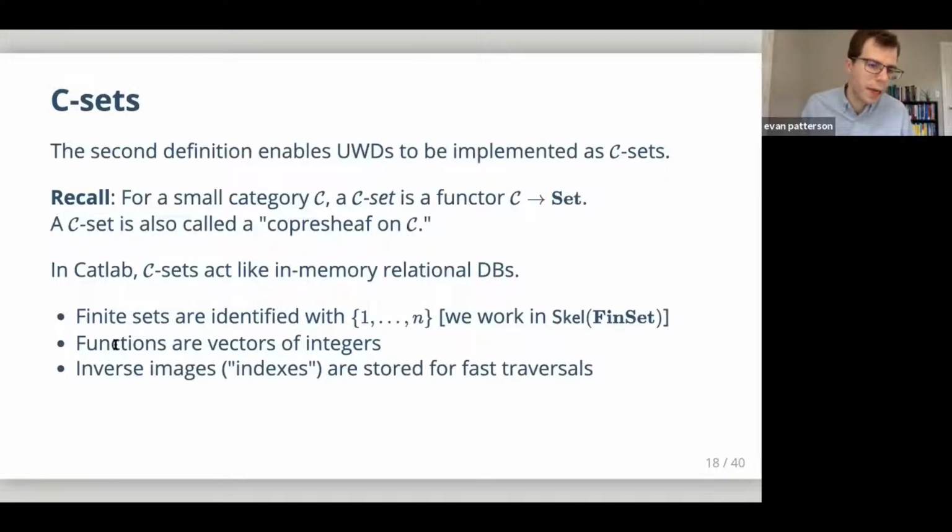And in that case, functions can be stored very simply too, as just arrays of integers. And in order to enable fast traversals, like if you wanted to walk an undirected wiring diagram by following its boxes and junctions, in order to do that efficiently, you need to know what ports belong to a box or what ports are incident to a junction. And so for that, we store inverse images or pre-images, or in database jargon, these are indexes on the columns, which allow for these fast traversals.